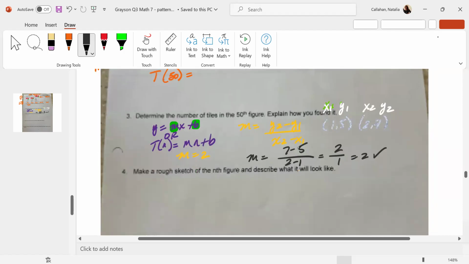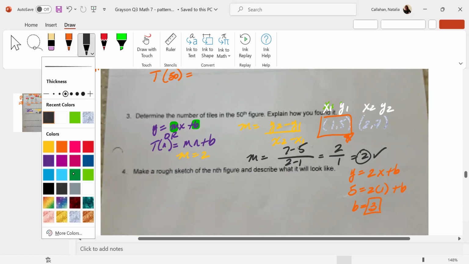So now that you have m equal to 2, you need to have b, right? So to find b, we do y equals 2x plus b. We're going to pick the easiest point, right? So 5 equals 2 times 1 plus b. So b equals 5 minus 2, which is 3. Do you agree with that? Yes.